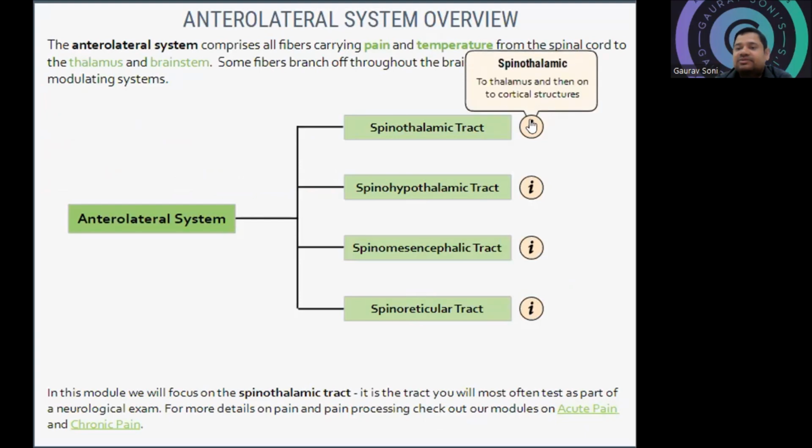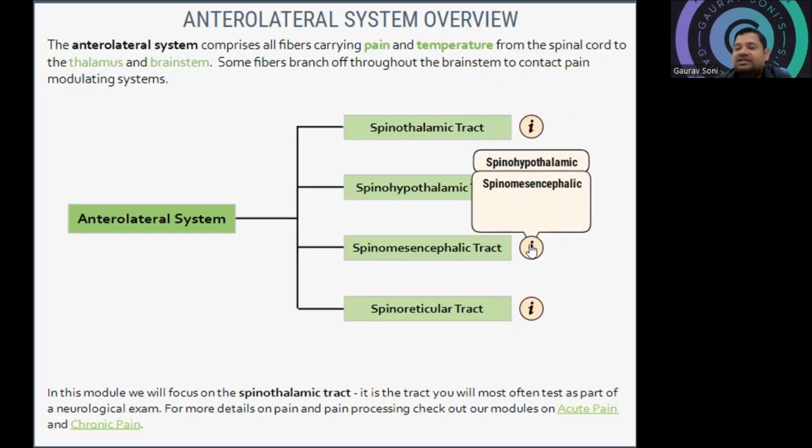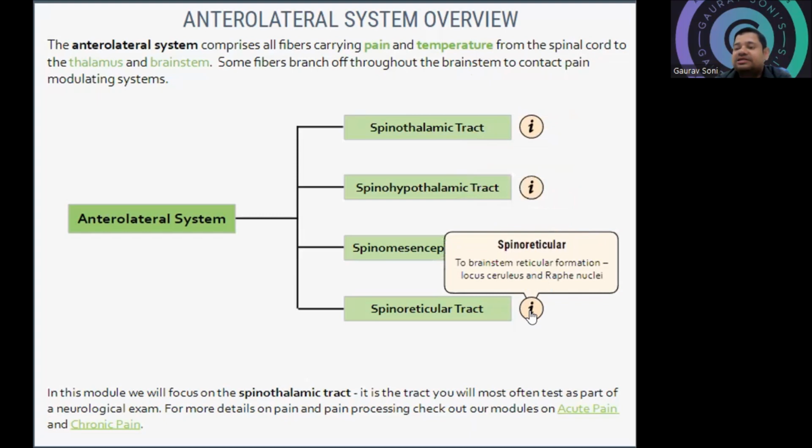Spinothalamic means to the thalamus and then to the cortical areas. Spinohypothalamic means to the hypothalamus, as the name suggests. Spinomesencephalic means to the midbrain, the periaqueductal gray part. And spinoreticular means to the brainstem reticular formation, the locus coeruleus and raphe nucleus. This lecture will help you focus on the spinothalamic tract. It is the tract most often tested as a part of the neurological examination.